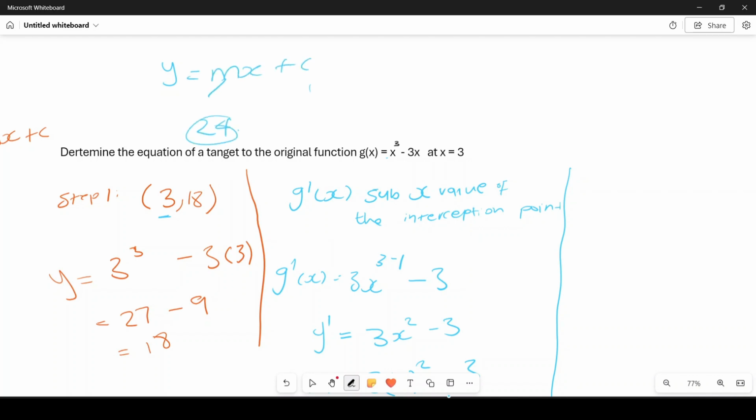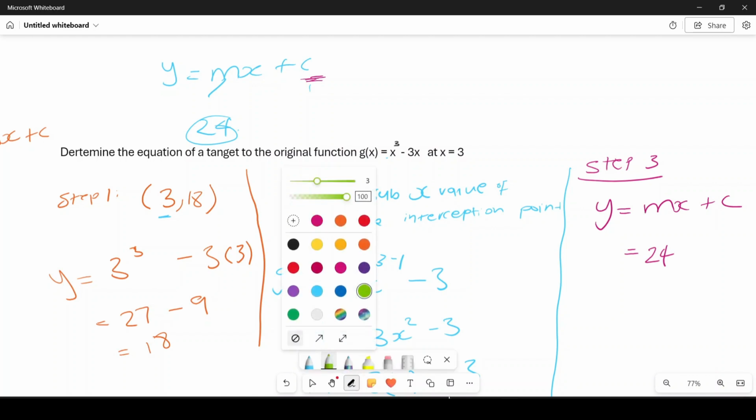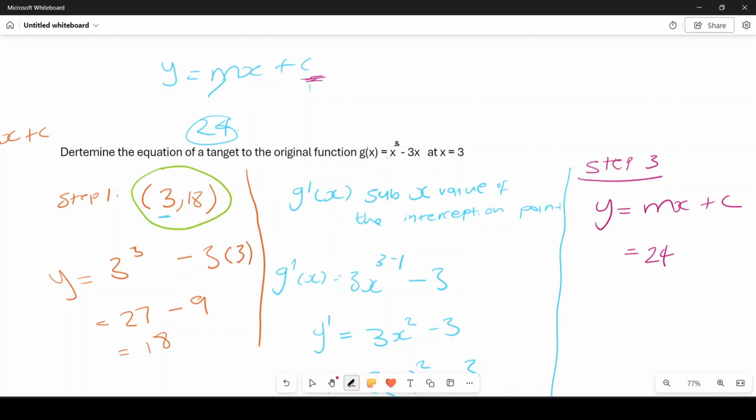Now we need to find our value of c, which would be step 3. Remember, step 3 is finding the y-intercept, which is your value of c for your tangent. So now step 3, we need to find c. Now I said we're going to use this y equals mx plus c equation. And to find c, we're going to substitute our m, which we've calculated as 24. With regards to the x and y value, we're going to substitute the x and y value of our point of interception, which is this point right over here. So my y is equal to 18. My x is equal to 3. And plus c.